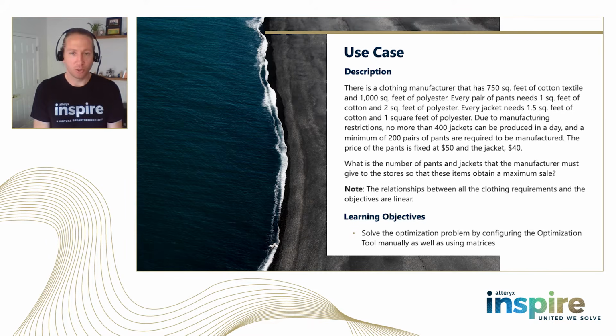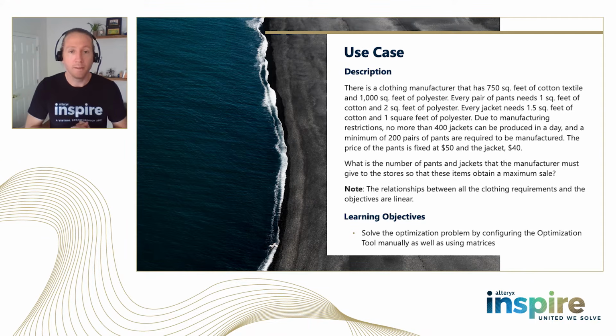What we've been told thus far is that we have cotton, we have polyester, and we have some quantities of that. We also know now that we manufacture pants and jackets. Pants require both of the fabrics we have, cotton and polyester, as do jackets. Jackets require some of both, and they have different requirements of those fabrics.